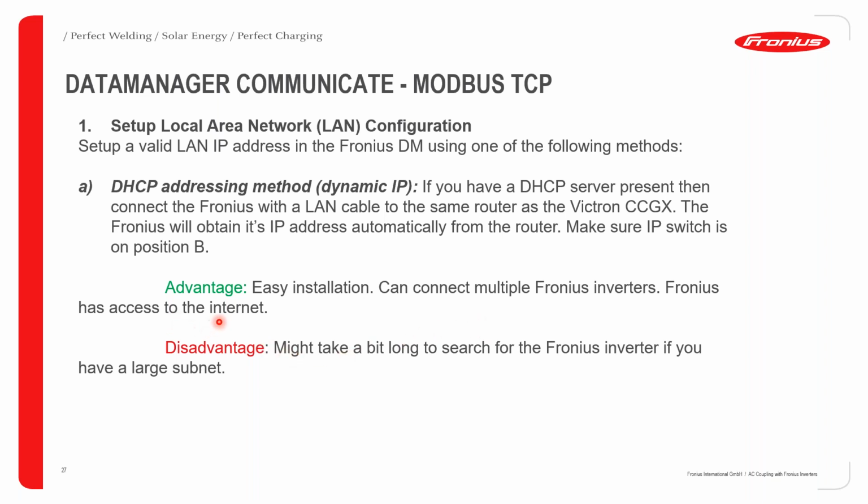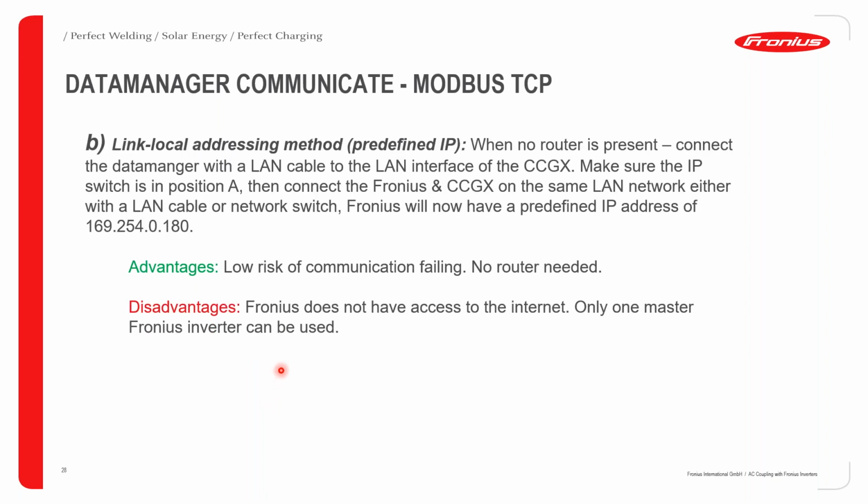So make sure that that particular switch is on position number B. And what is the advantage of this kind of communication? There is easy installation, you can connect with multiple Fronius inverters, and the data manager has easy access to the internet. The only disadvantage is that it might take a bit long to search for Fronius inverters, especially when you have a large subnet, depending on how many devices are connected to the same router.